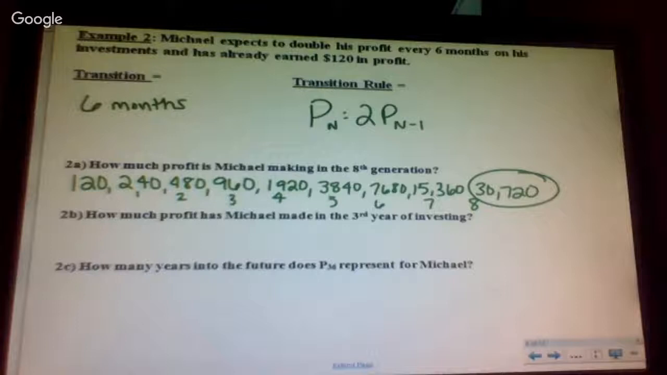I mean, I got that in my bank account right now, so I ain't even worried. I'm sorry, 4 years, sorry. 8th generation, 6 months each, 4 years. Okay, so this is 4 years worth of profit.